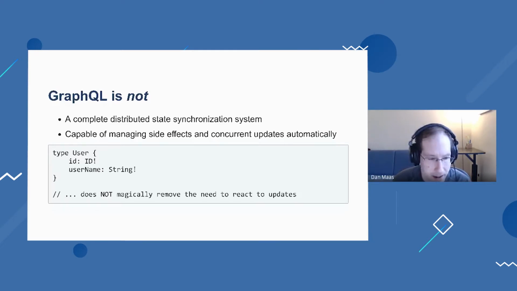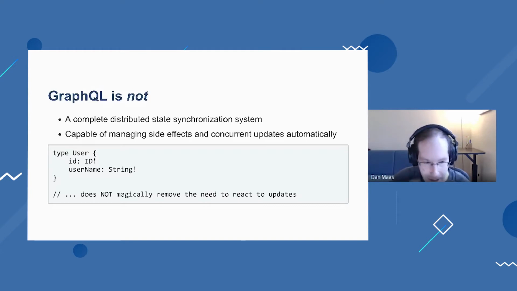So I have this user object here that has an ID and a username. I'm going to use this in a couple of examples. And beware of the hype that suggests, if you define this user object, then all of the clients and servers that deal with user objects will somehow magically stay in sync. That is not true. GraphQL gives you a very solid request response protocol, but it does not give you automatic universal synchronization of all your objects.